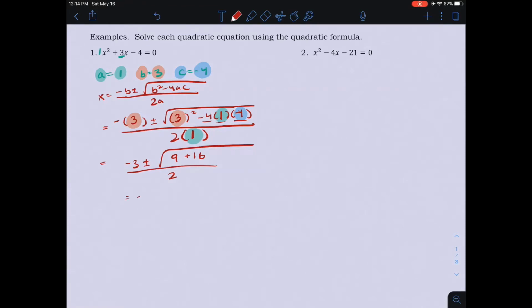And then from here, we can just add, right? What is 9 plus 16? That is just 25, all over 2. And then from here, I can simplify it further because I know what the square root of 25 is, right? That's just 5.